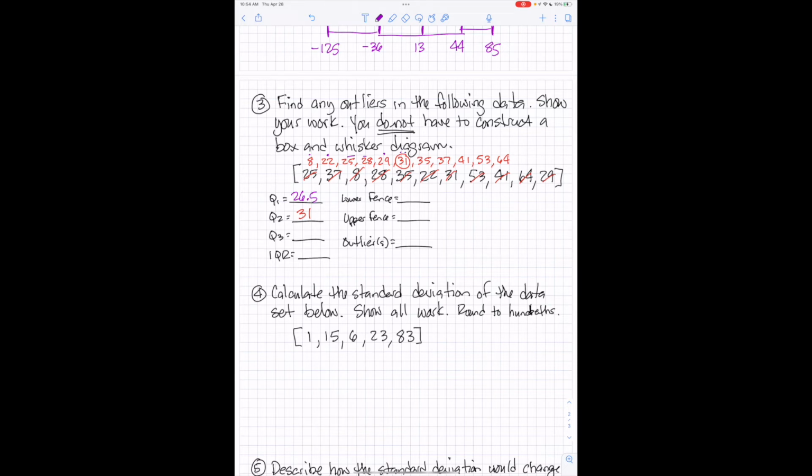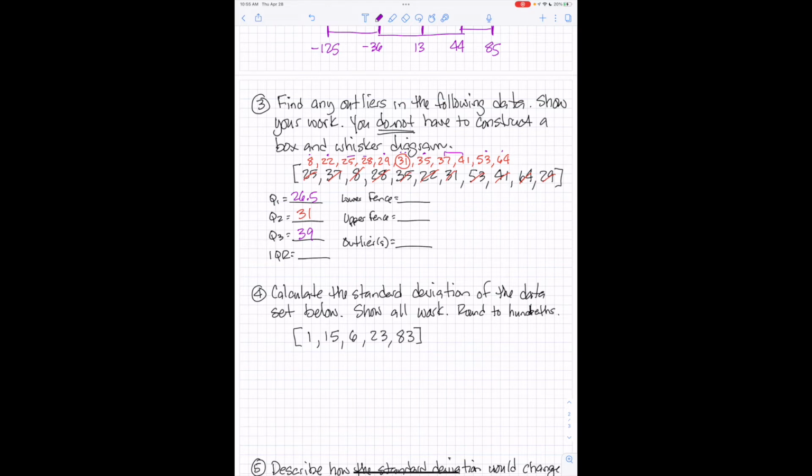I use 31 again and 64, 35 and 53. Find halfway between 37 and 41. That's going to be 39. 37 plus 41 is 78. Half of 78 is 39. Okay. So what is the IQR?